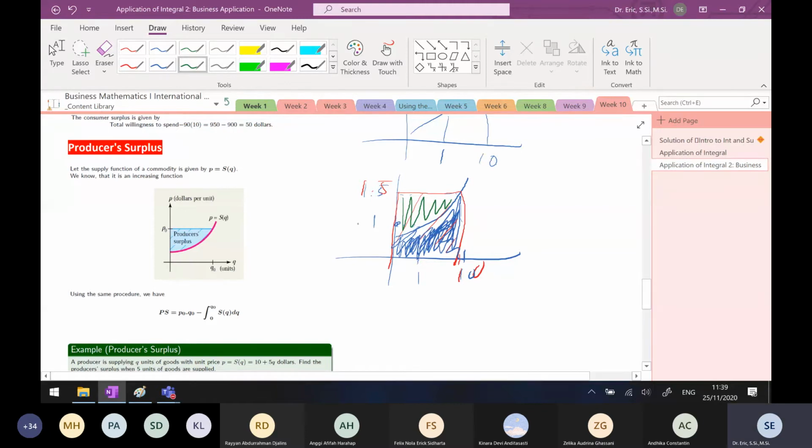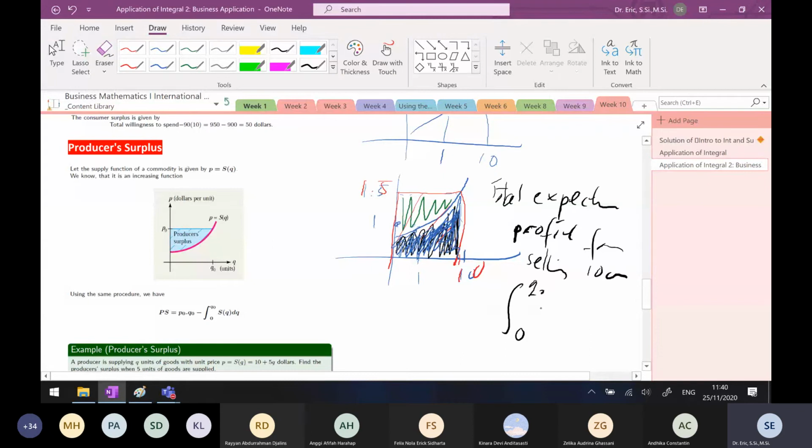And it is very easy. How do I find this? I first find the total expected amount of money paid by the consumer, that is the total expected profit for selling 10 units, which is the integral from 0 to Q0 of the supply function dq. That is the black area.